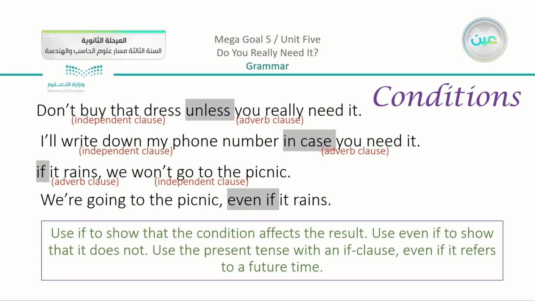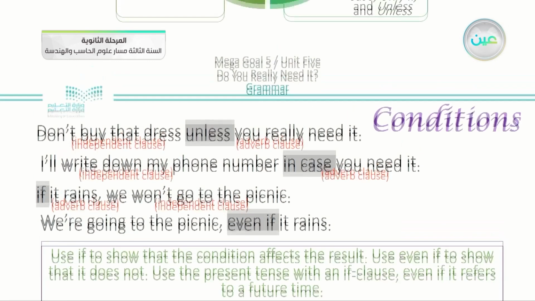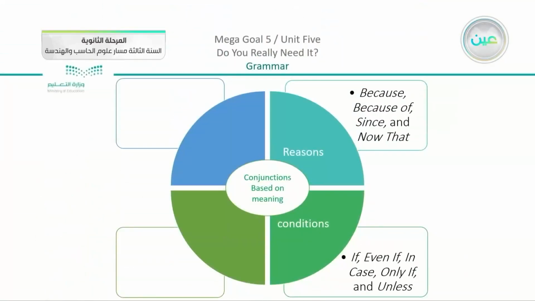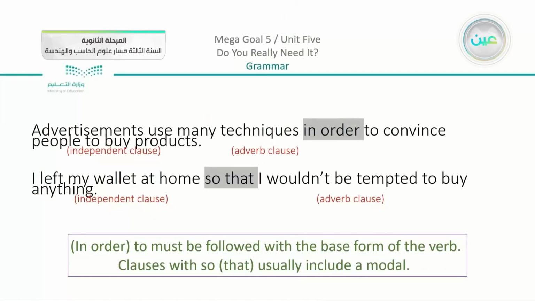So we can see that we do have the conditions in all four examples. So we can use if, even if, or in case, or unless, just to show that we have conditions. Moving on, we have the third group. Now in this third group, you can see that we have just two examples.